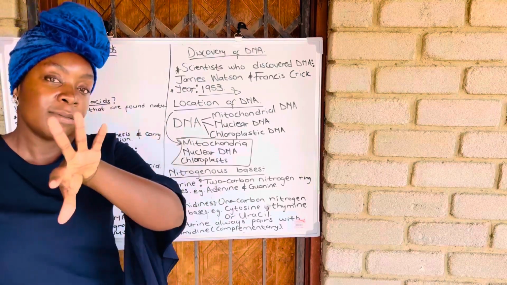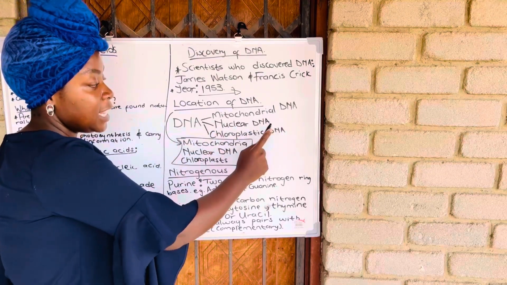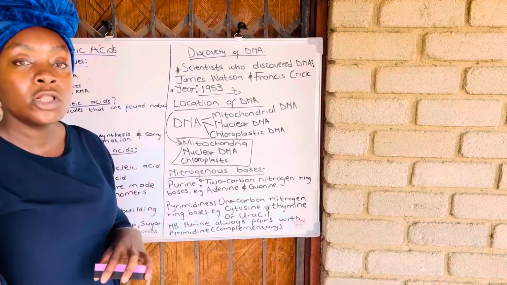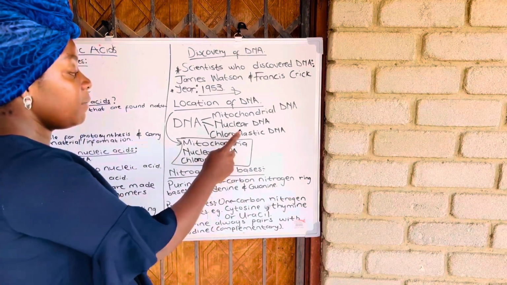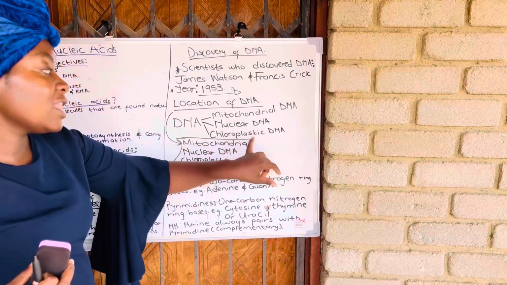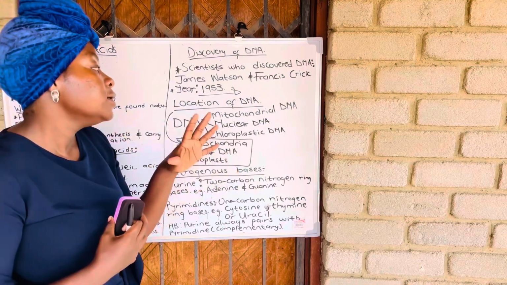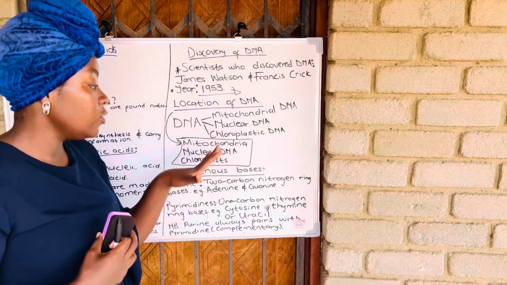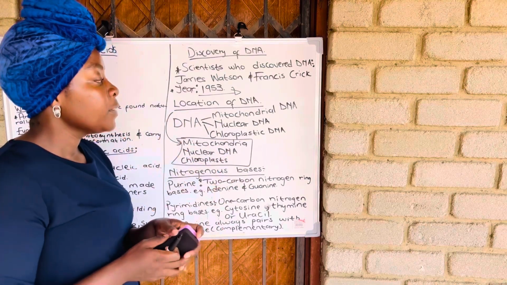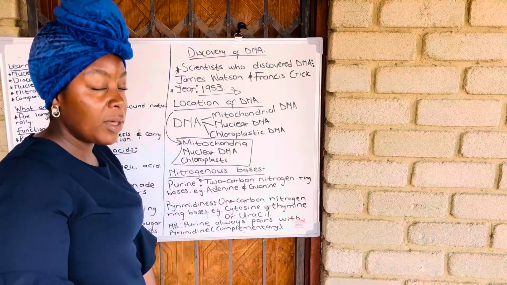So we have three types of DNA. We have mitochondrial DNA, nuclear DNA, and then we also have chloroplastic DNA. Chloroplastic DNA is found in plants. We are not really going to focus on that. This one is found in plants, and the others we can find in our bodies. So chloroplastic is found in plants. These two we are going to talk about.